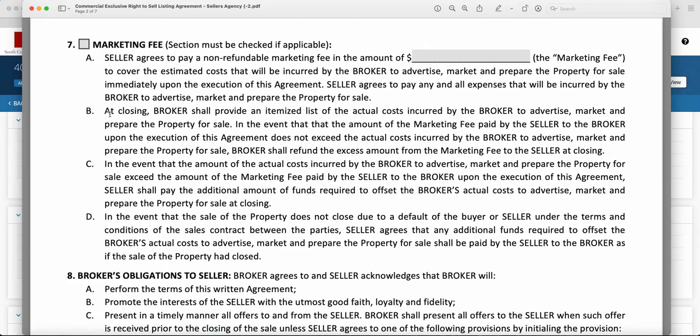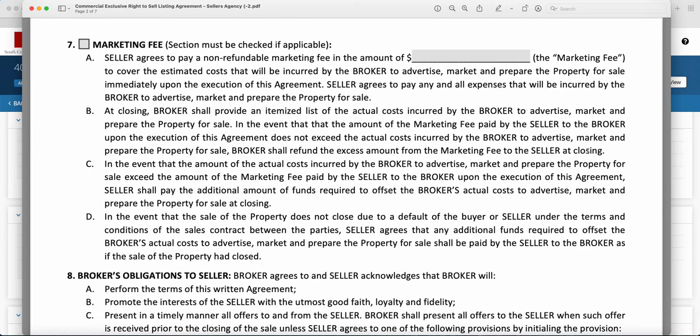We're just going to read these ones out because it does make a difference for the marketing fee. At closing, broker shall provide an itemized list of actual costs incurred to advertise. In the event that the marketing fee paid by seller to broker upon execution exceeds the actual cost, then the broker shall refund the excess amount of the marketing fee to the seller at closing.